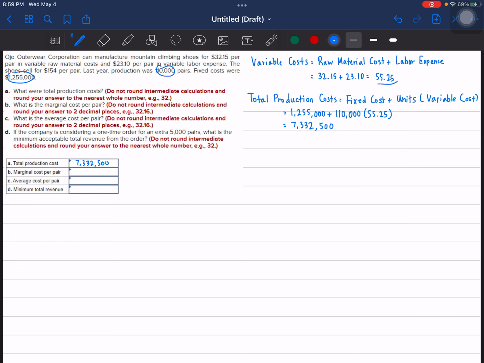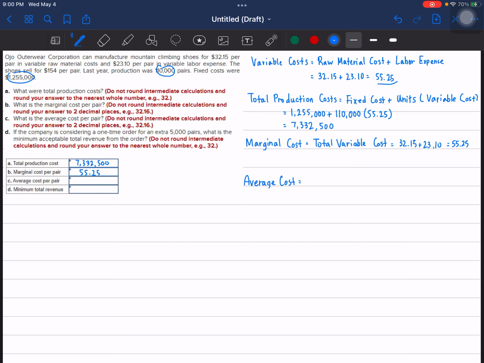So moving on to the marginal cost per pair. So the marginal cost is just simply equal to our total variable cost, which was 32.15 plus 23.10, which we calculated before is 55.25. So the marginal cost per pair is $55.25.